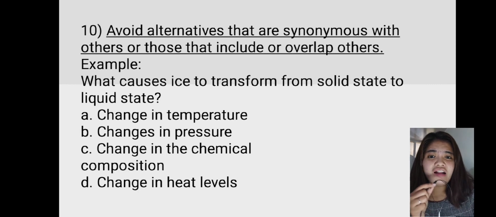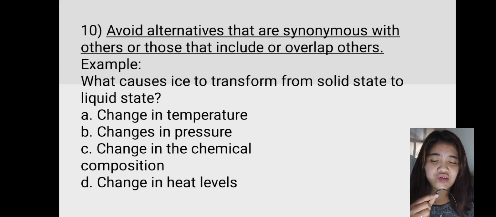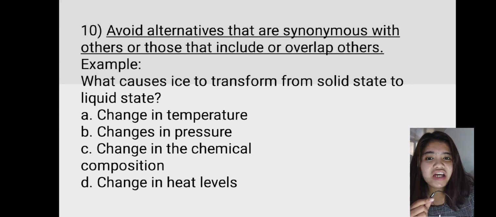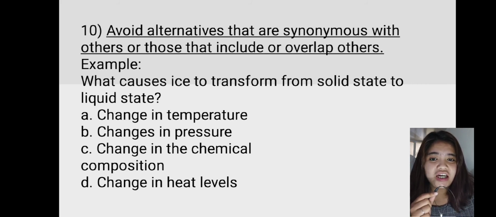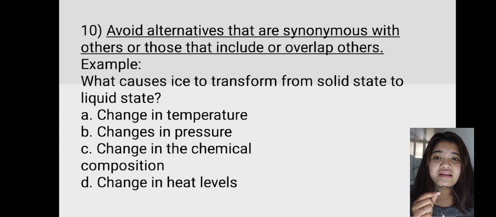Number 10. Avoid alternatives that are synonymous with others or those that include or overlap others. Example: What causes ice to transform from solid state to liquid state? A. Change in temperature. B. Changes in pressure. C. Change in the chemical composition. D. Change in heat levels. The options A and D are essentially the same. Thus, a student who spots these identical choices would right away narrow down the field of choices to A, B, and C. The last distractor would play no significant role in increasing the value of the item. If this happens, then the item has two answers, which is not acceptable.